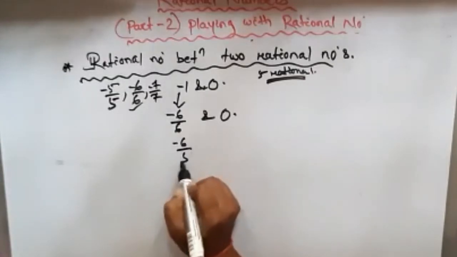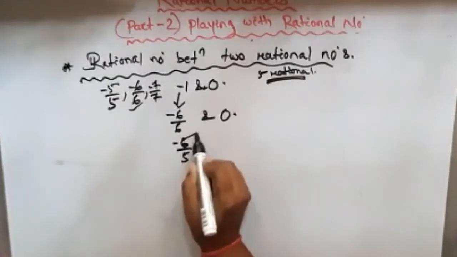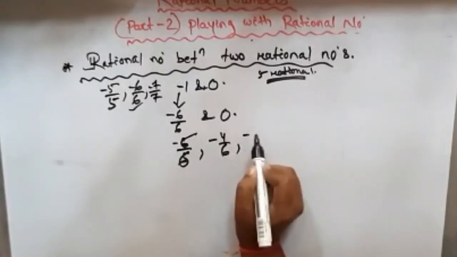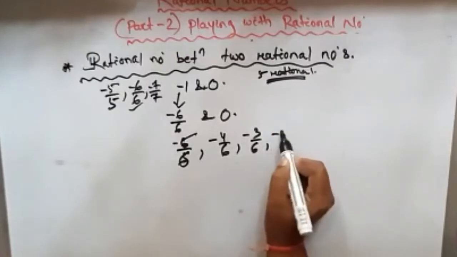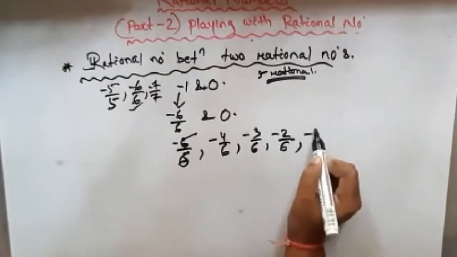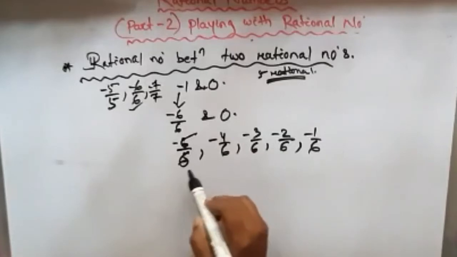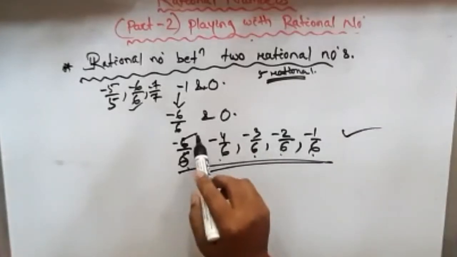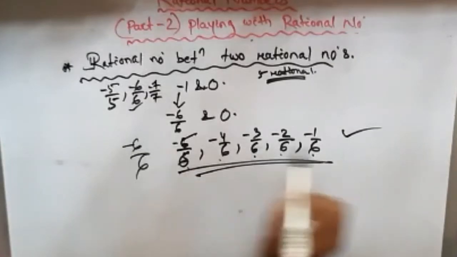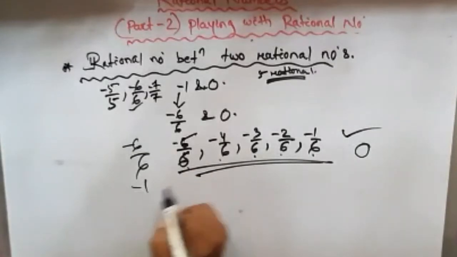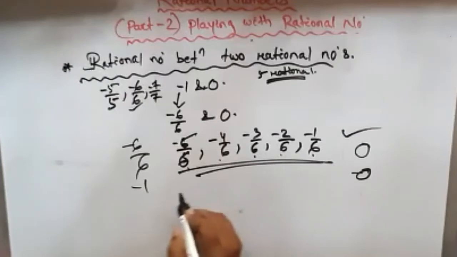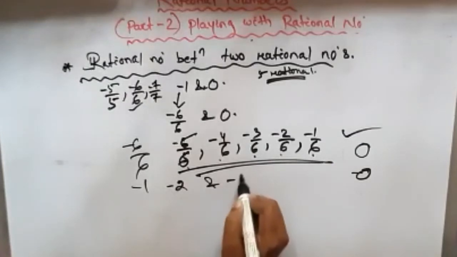So what are they? Minus 5 by 6, minus 4 by 6, minus 3 by 6, minus 2 by 6, minus 1 by 6. Okay, so I got 1, 2, 3, 4, 5. So these are the 5 rational numbers between minus 6 by 6 and 0, which is between minus 1 and 0. Suppose I ask: find out rational numbers between minus 2 and minus 1. Minus 2 and minus 1.